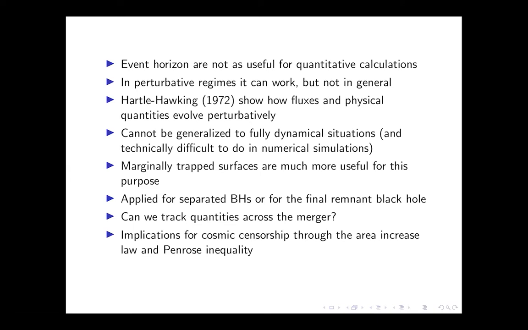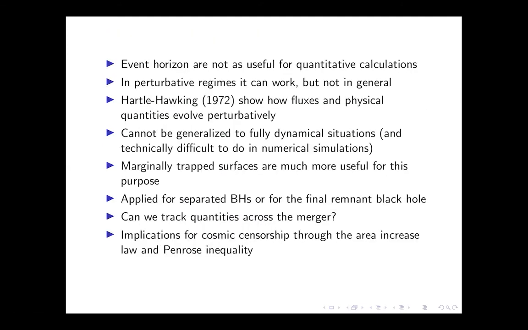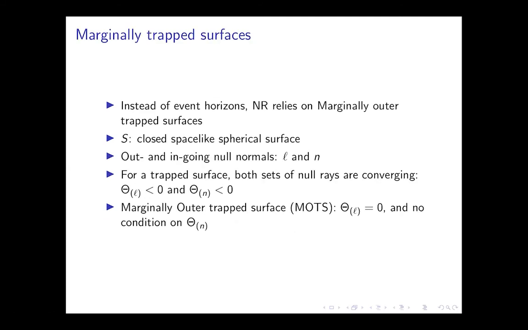So now what we want is a replacement for this picture of the event horizon based on these marginal trapped surfaces. This would then provide the benefit that once you have this, you can track physical quantities across a merger in a very well-defined and mathematically rigorous way.